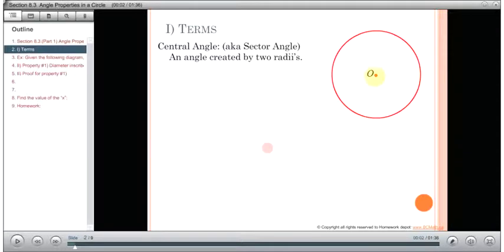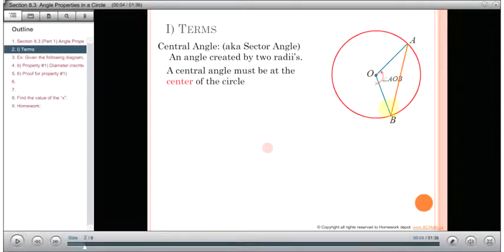So there's your center dot, the letter O, and if you've got an angle going into the center, that's what a central angle looks like. Like it says here, it's an angle created by two radii, so a radius and a radius connecting together make an angle in the center. That's a central angle. The central angle must be at the center of the circle. So there would be an example, and you would call this angle AOB right there. That's the name of that center angle.